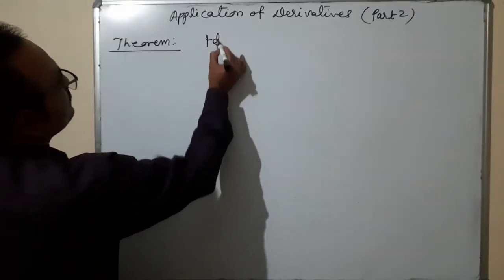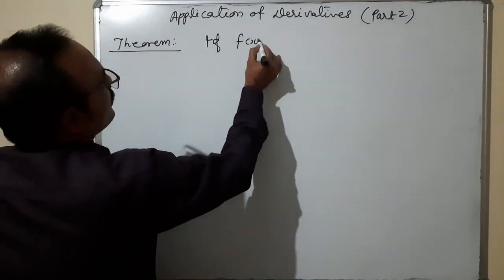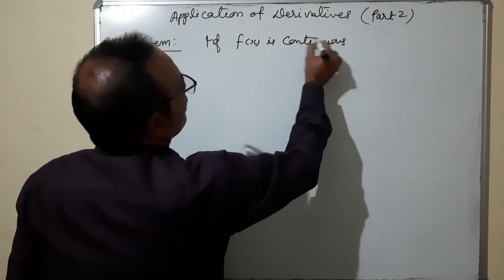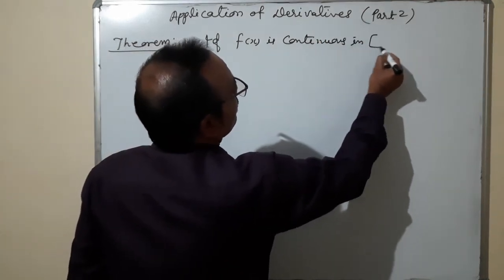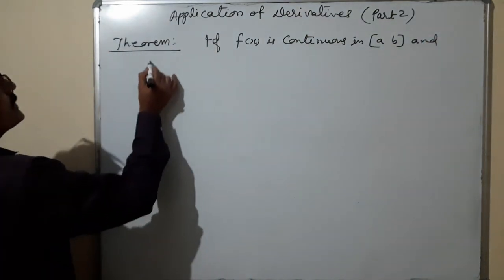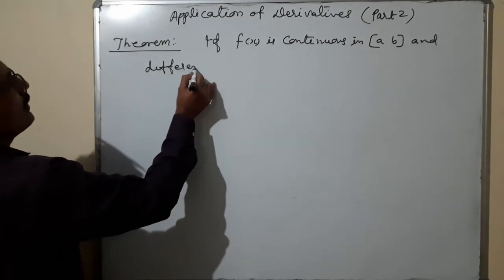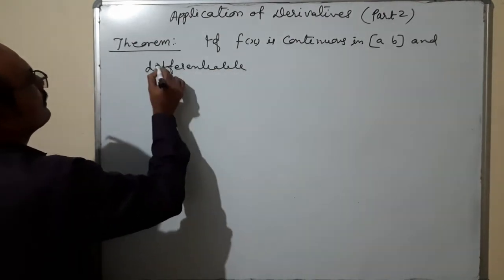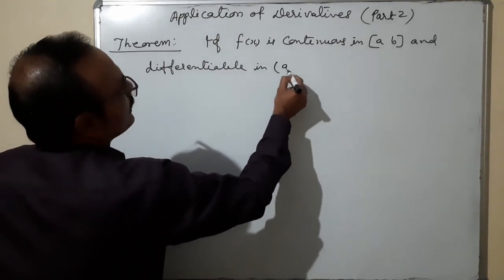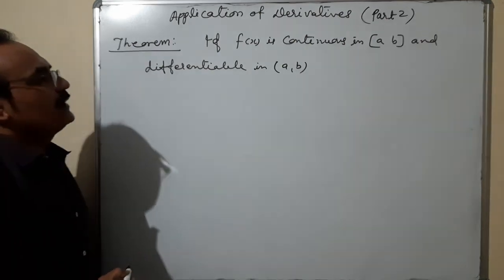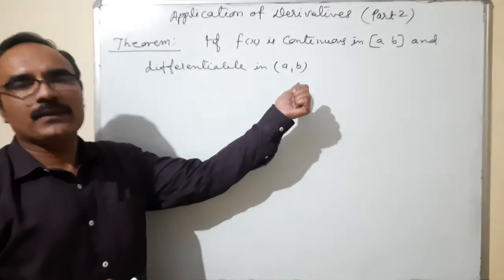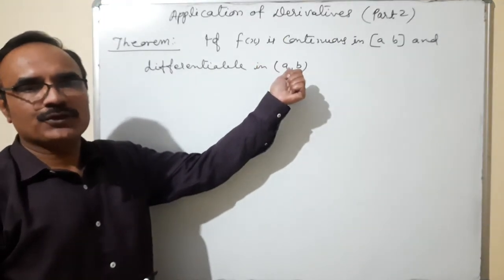If f of x is continuous in closed interval AB and differentiable in open interval AB, that is a statement of the mean value theorem.